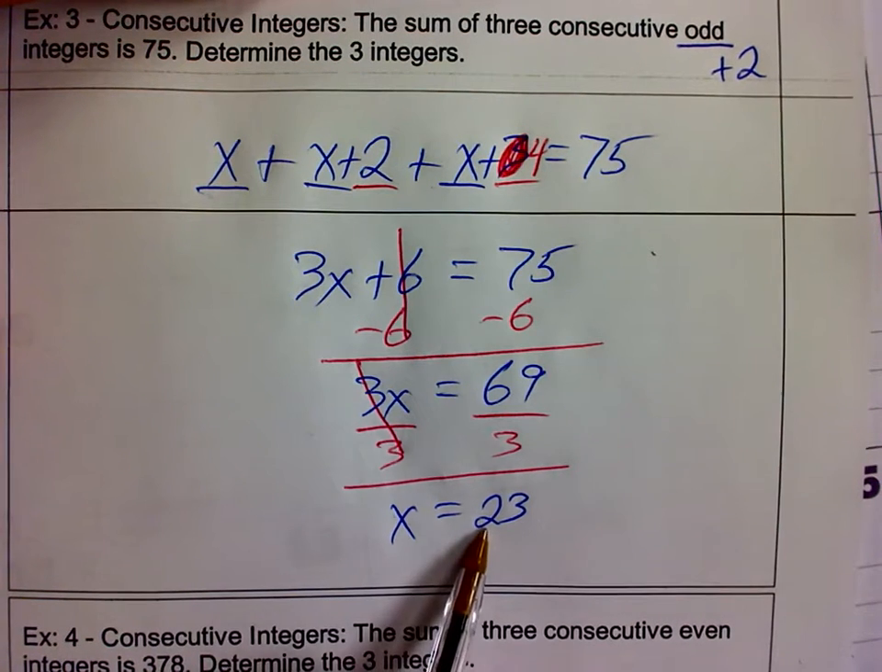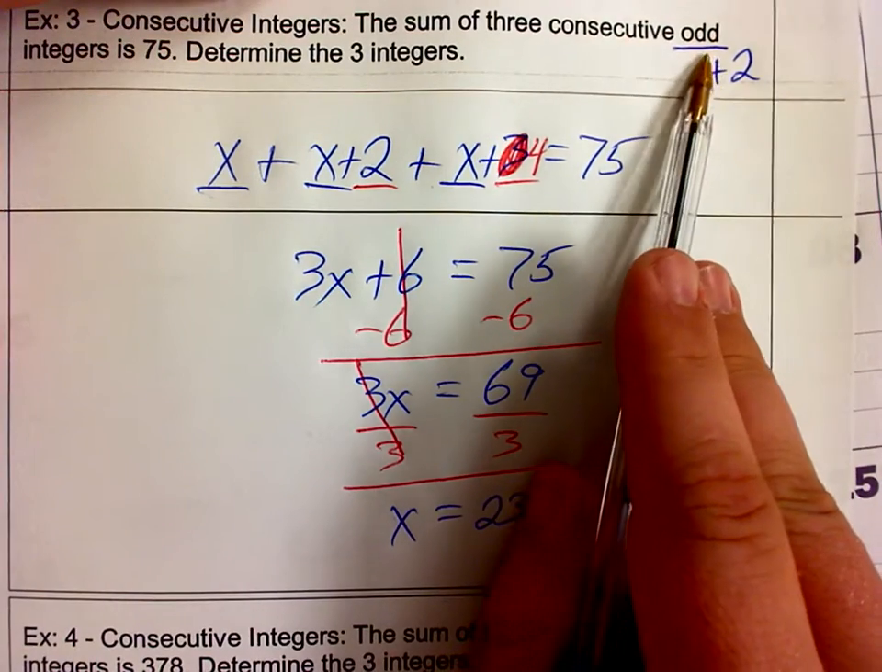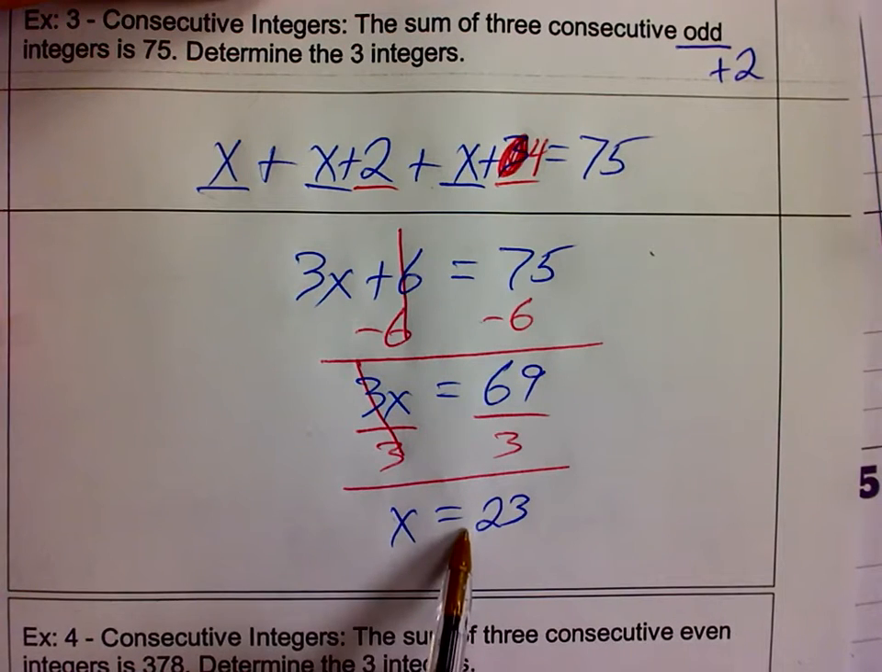This is an odd number. If I would have ended up with an even number right here, I know I had a mistake, because I'm supposed to be ending up with odd numbers, and this is supposed to be my first one.